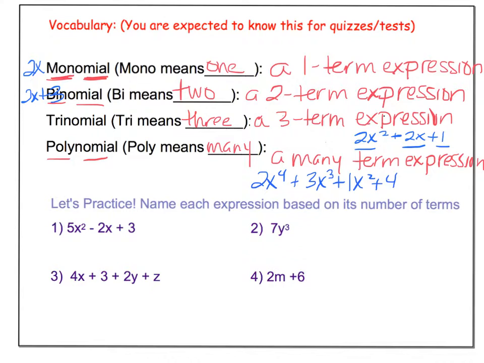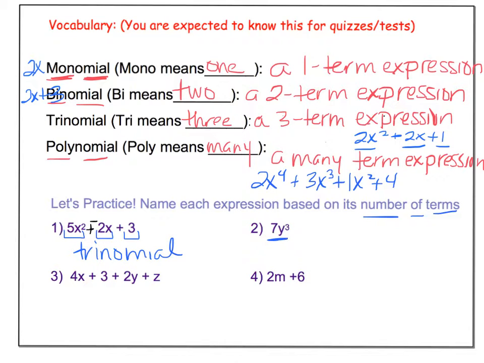So in these 4 problems below, we're going to practice the names of each expression based on its number of terms. Looking at example number 1, I like to call terms, again as a review, the chunks between the plus signs. And remember, this minus sign here could really be thought of as plus and negative 2x. So you really do have all plus signs. And so how many chunks do we have? We have 3 of them, and so this would be a trinomial.